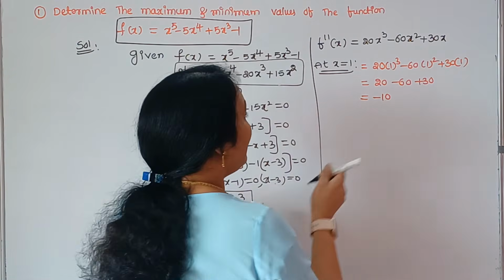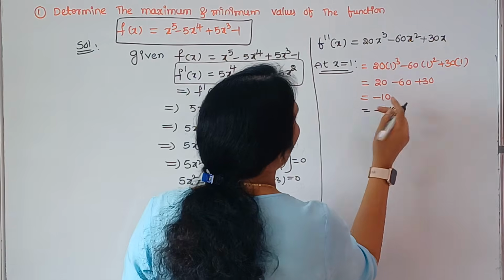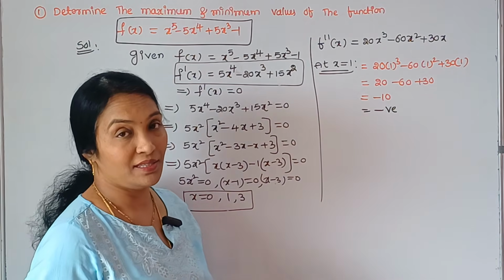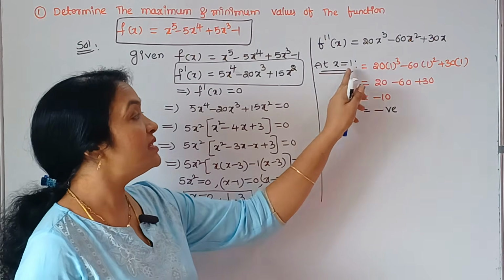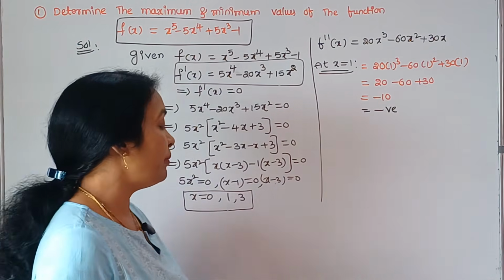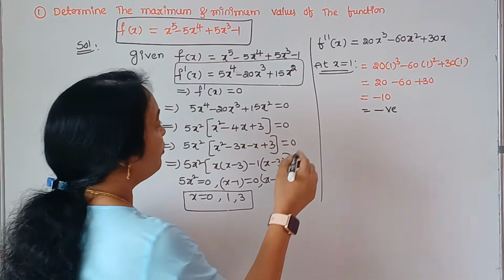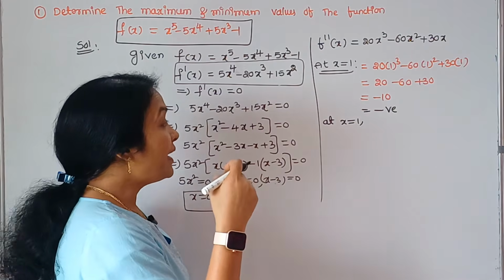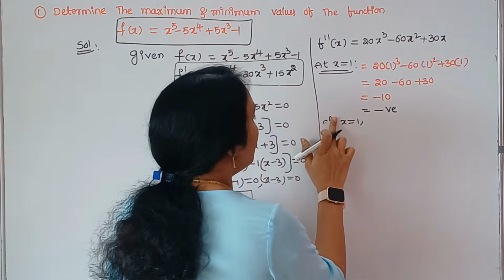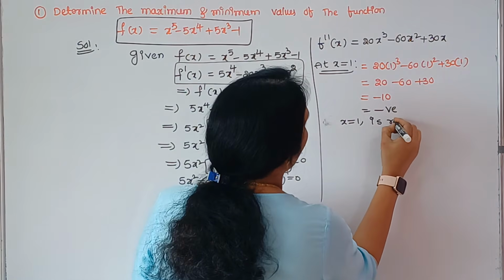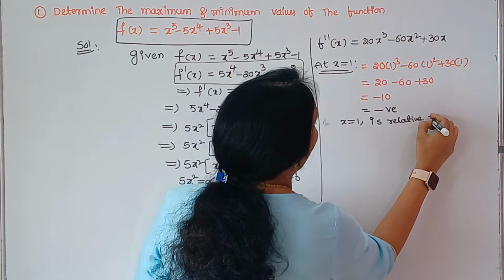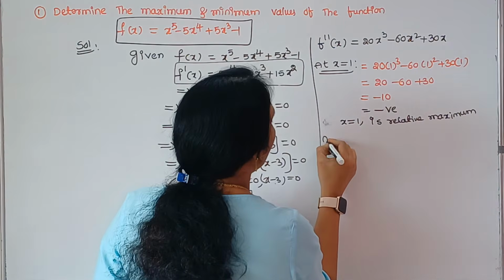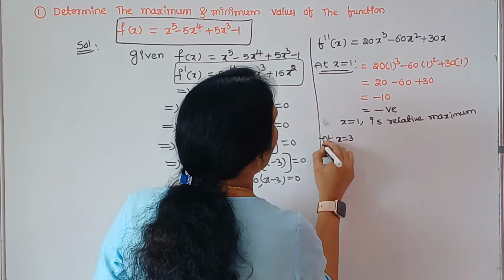See, if the value is negative, we have to conclude that the given function is a maximum at x is equal to 1. At x is equal to 1 is a relative maximum. That's it.